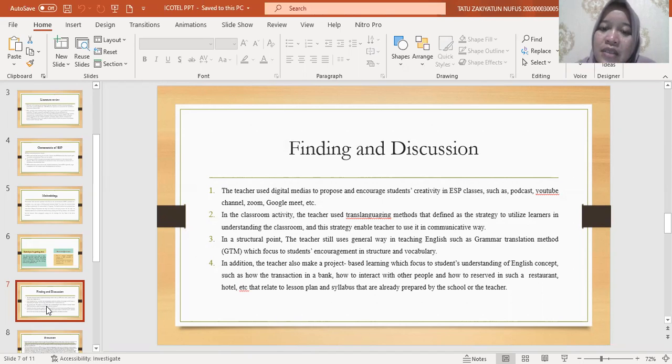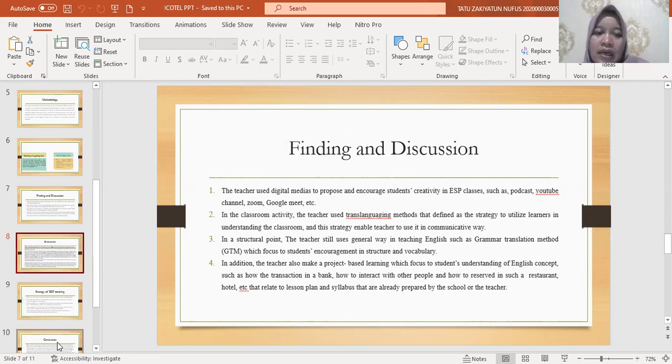And this strategy enabled teachers to use it in a communicative way. In a structural point, the teacher still used the general way of teaching English, such as the grammar-translation method, which focused on students' understanding of structures and vocabulary. In addition, the teacher also used project-based learning, which focused on students' understanding of English concepts, such as how to do a transaction in a bank, how to interact with other people, and how to reserve in a restaurant, such as in a hotel, etc., that relate to the lesson plan and syllabus that are already prepared by the school or the teachers.